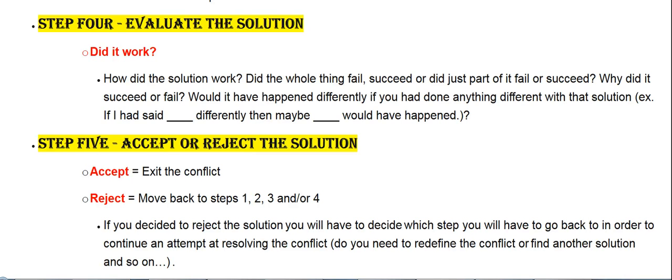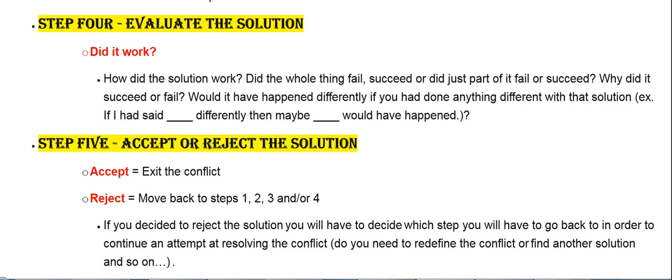So if you had set the timer for a different time, or maybe you had adjusted it so that it was in the mornings or the afternoons on Monday, Wednesday, Friday, and it was in the evenings on Tuesday, Thursday, or whatever it might be. What would be different if you had done this solution in a little bit of a different way?